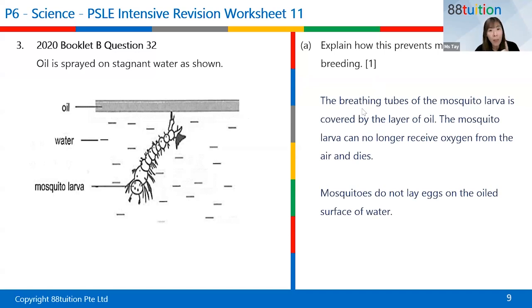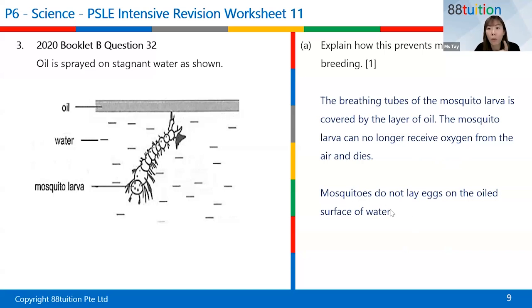Take note. Breathing tubes, right? So the breathing tubes, you can see the breathing tubes of these larvae, right? The mosquito larvae are being covered by the layer of oil. So the mosquito larva can no longer receive oxygen from the air and it will die. This is going to happen to all the larvae inside this stagnant water that has a layer of oil. But there's also additionally something else you need to take note of.